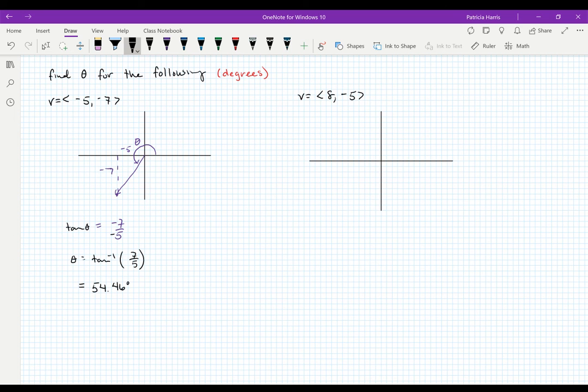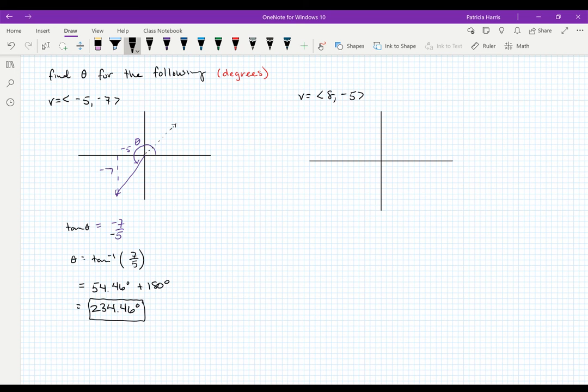But that angle is in quadrant 1, and I don't want that angle. I want to be in quadrant 3. So since I want to be in quadrant 3, I'm going to add 180, and that will give me my true theta of 234.46 degrees. You want to make sure that the angle reflects where your vector lives. So that's my final answer.